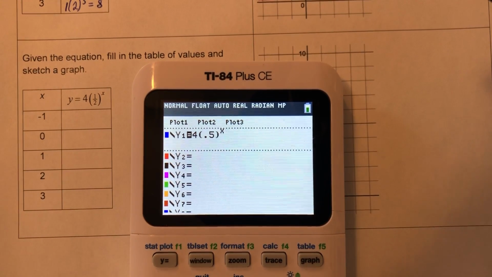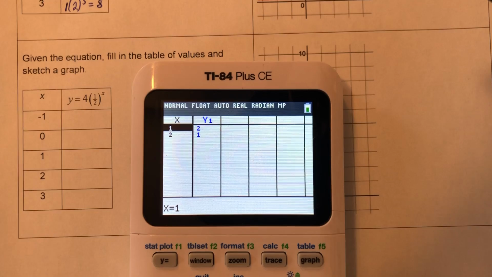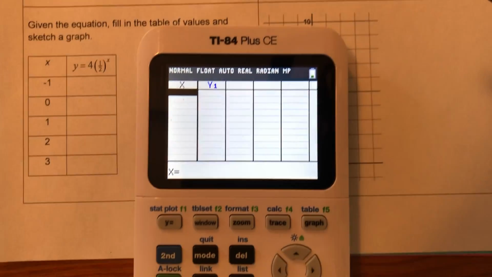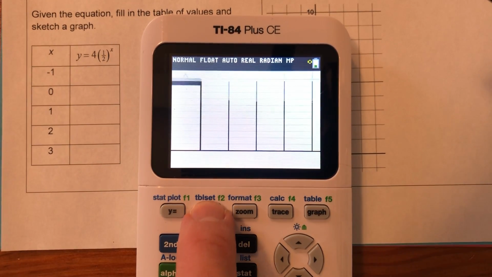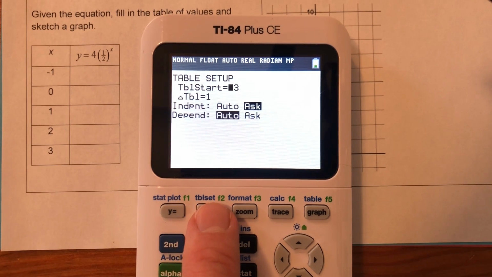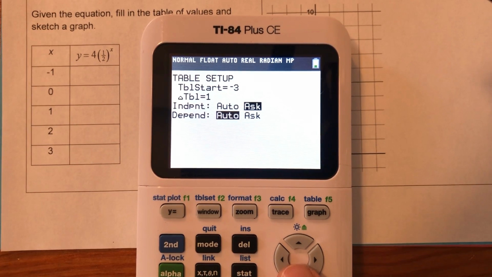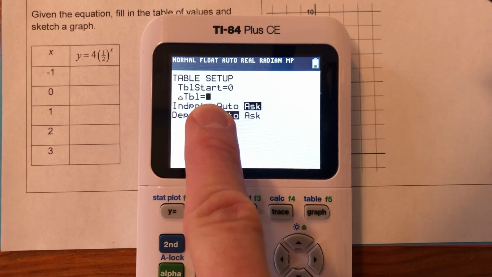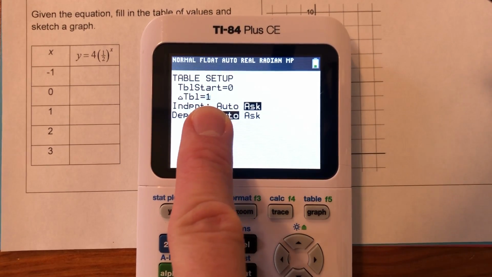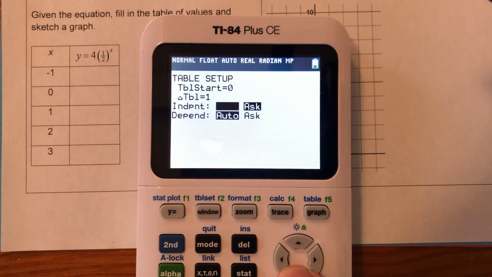So let's do it. I'm going to go to the table, and you might have this, or you might not, or you might have nothing, or you might have a smattering of random stuff. So let me just get us all on the same page here. Second and table set. I hope you saw where my fingers were. I went second and table set. And just so we're all on the same page, let's set the table to start at 0. This little triangle table, it means delta table. It's a Greek letter. It represents change. So how much is my table changing? Well, I'm going up by 1 every time. And let's set independent to auto.